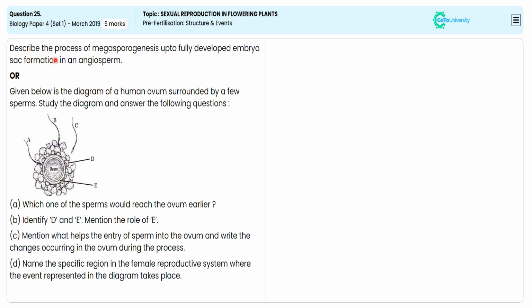In this 5-mark subjective question, in the first optional question, they are directing us to illustrate in which way megasporogenesis is helping to develop the mature embryo sac in flowering vascular angiosperm. For this, we are giving the NCERT pictorial representation for better clarity.